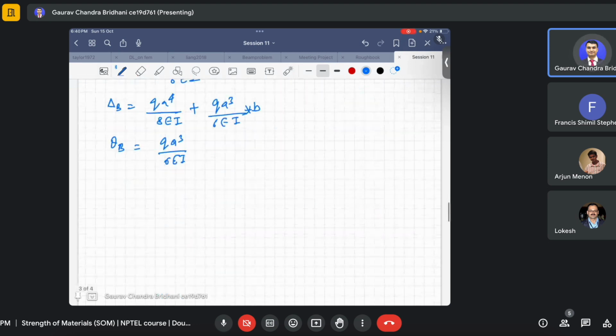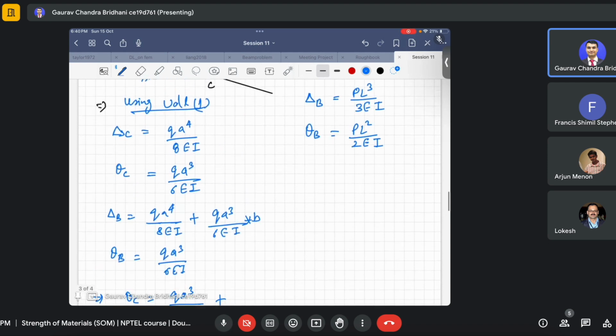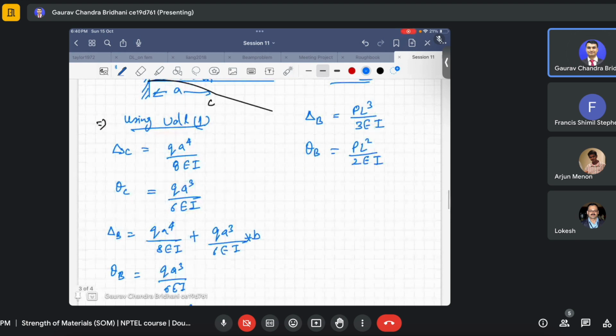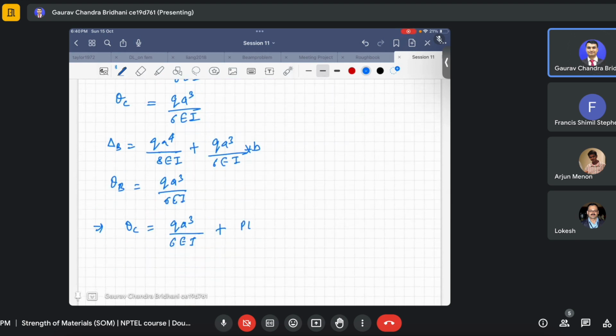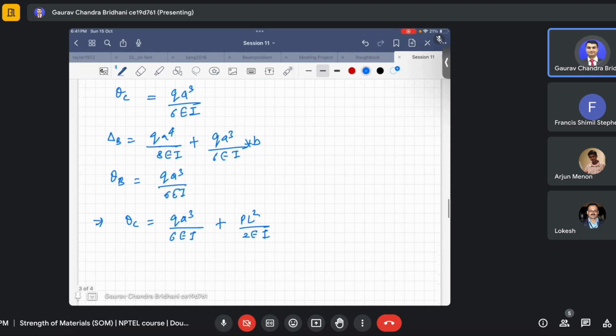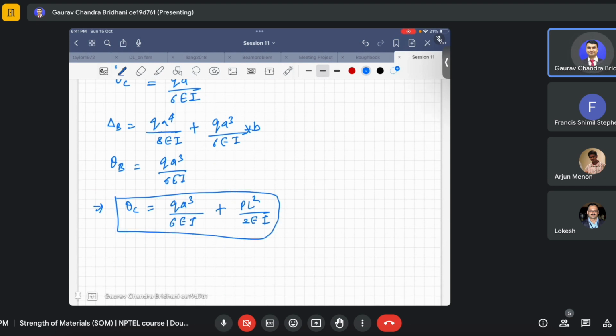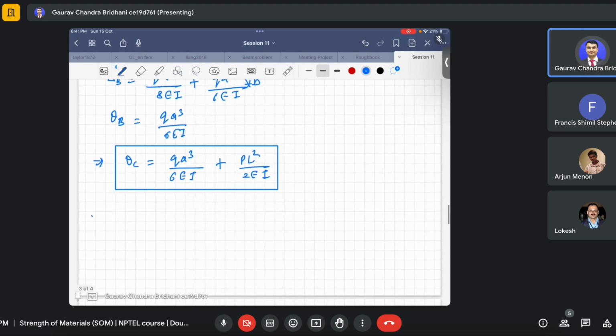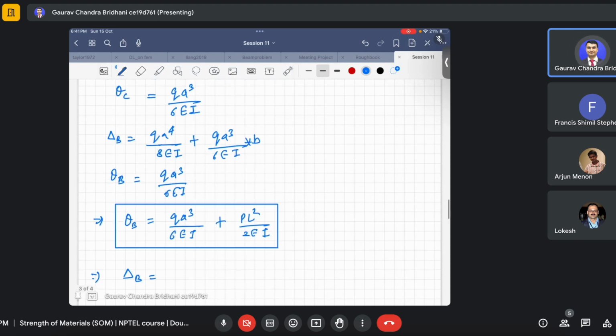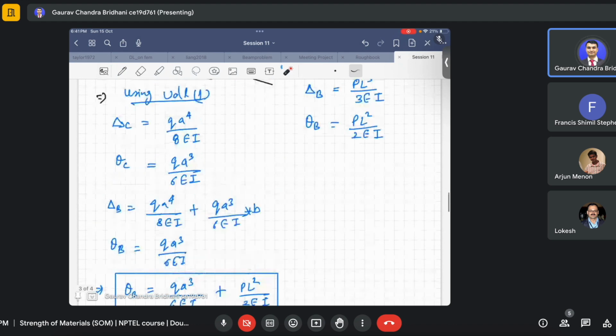Okay, so now we know what the total theta C is. Total theta C is QA cube upon 6EI plus PL square upon 2EI. That is theta C, and both the loads are acting downwards, so they will be added up. Okay, they won't be subtracted. And deflection, I won't call it C, B, no, delta B will be the sum of these two, this one and this one.